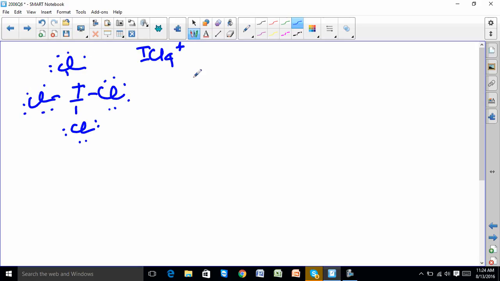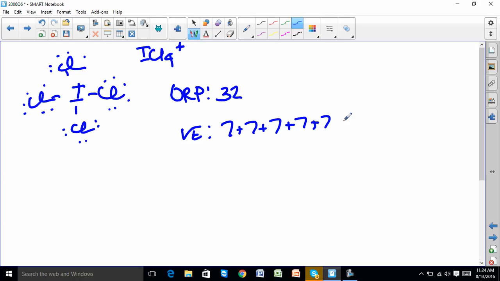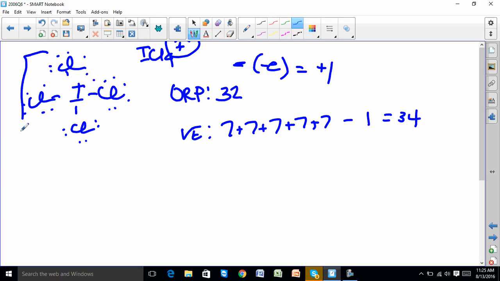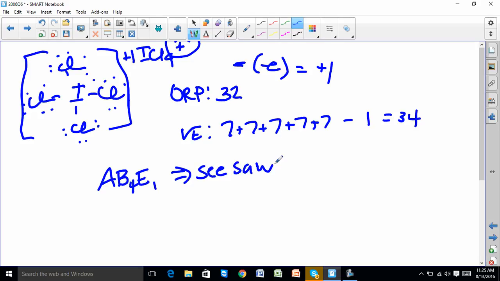When I do ORP again, you get 32 because ORP assumes you have all single bonds and everything has exactly 8, except if it has hydrogen in it. Then when you do VE, it's 7 plus 7 plus 7 plus 7 plus 7 minus 1, because you got rid of an electron, which gives it a plus 1 charge. So this is 34 again, and this is a lot like the second picture we drew, with 1 unshared pair and a plus 1 charge. Again, this is an AB4E1, which is seesaw.